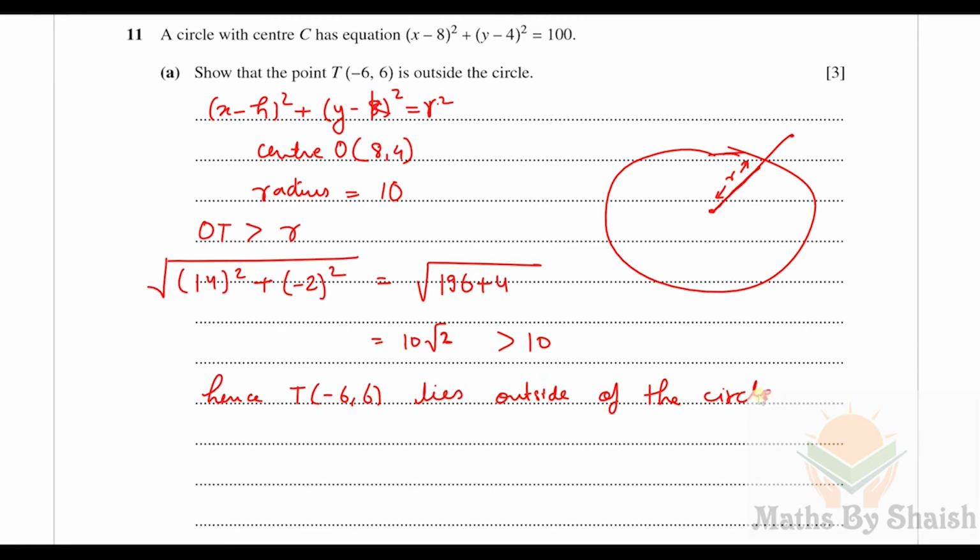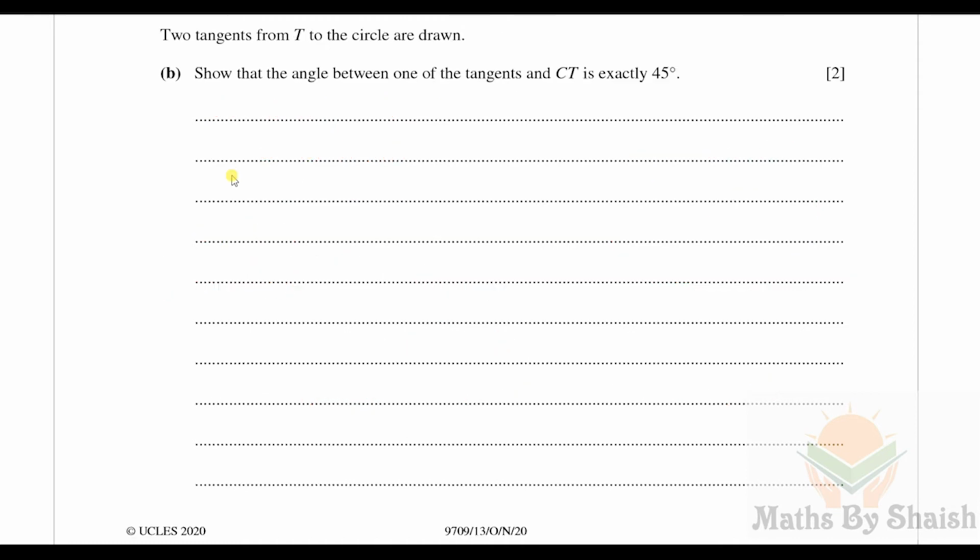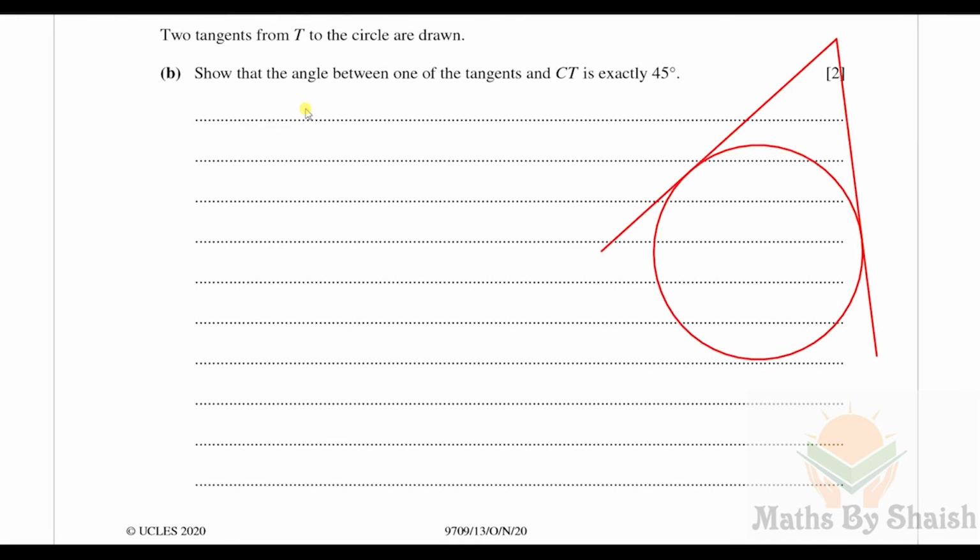Two tangents from T to the circle are drawn. I'll draw the situation here. If this point is T (−6, 6), then we draw a circle here and draw the two tangents. We know that these two tangents would be equal, and if you draw the radius at the contact point, this angle would be 90 degrees. We know this as well. And this center is given by (8, 4), and this radius is given as 10.